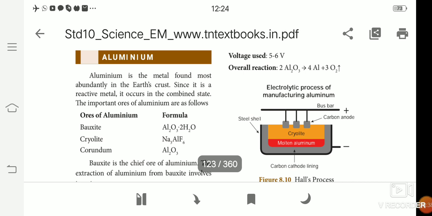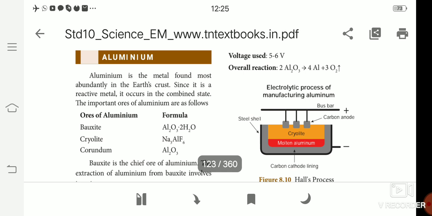The next topic: physical and chemical properties of aluminium. The physical properties of aluminium: it is a silvery white metal with low density, so it is light. It is malleable and ductile, and it is a good conductor of heat and electricity. Its melting point is 660 degrees Celsius. It can be polished to produce a shiny, attractive appearance.